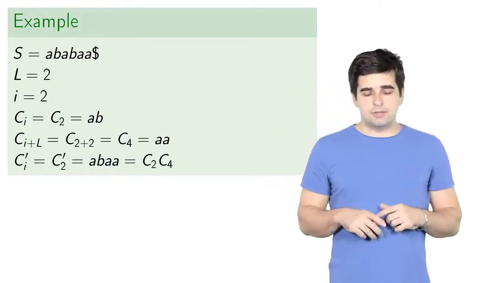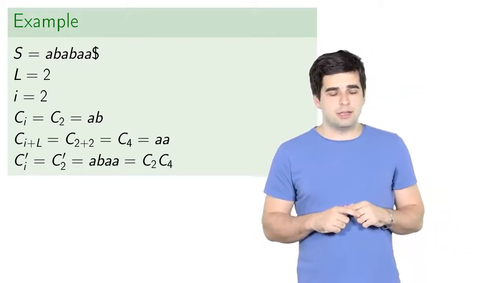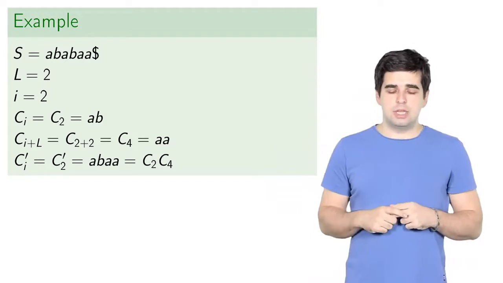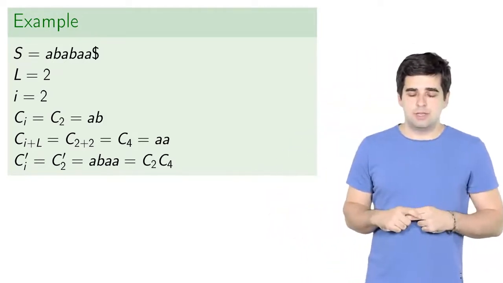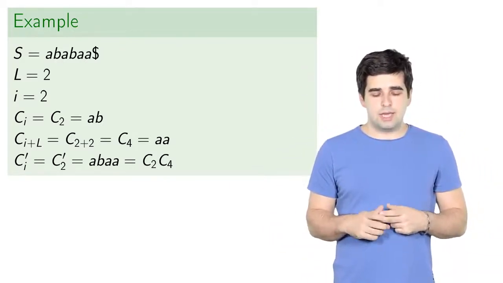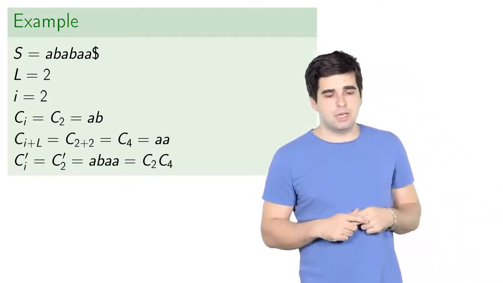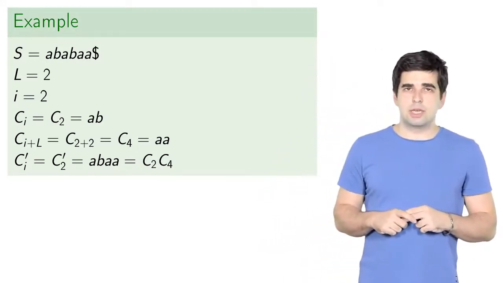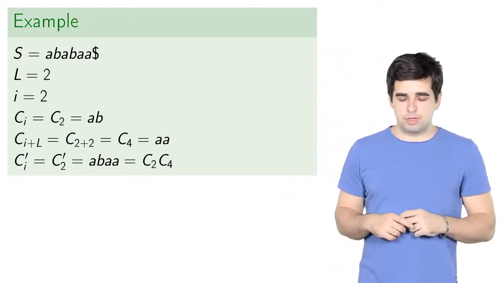For example, if S is our initial string AB, AB, AA$, and the current length L is 2, and position I is also 2, then Ci is C2, a cyclic shift starting in position 2, which is AB. Ci plus L is C2 plus 2, which is C4, which is AA. And Ci prime is equal to AB, AA. So this is the distinction between cyclic shifts of length L and 2L, and how we combine C2 and C4 to get C prime 2.